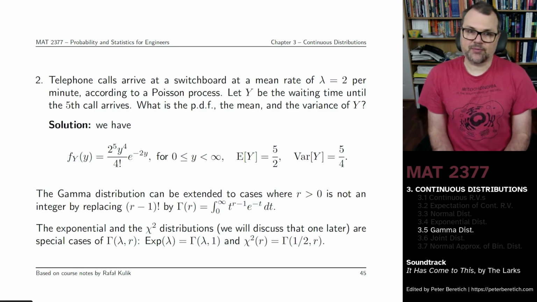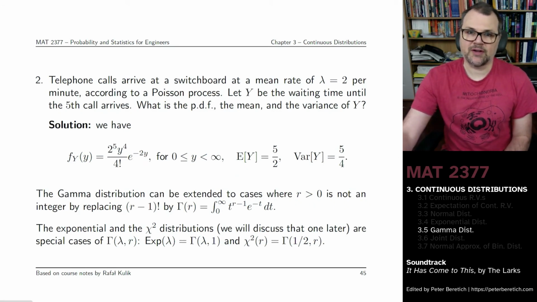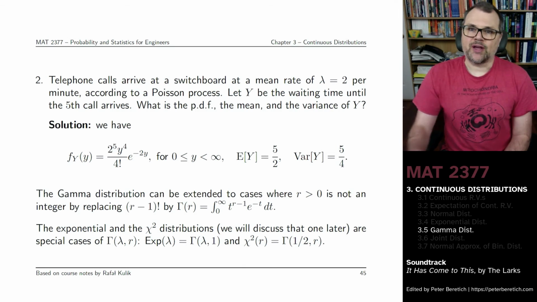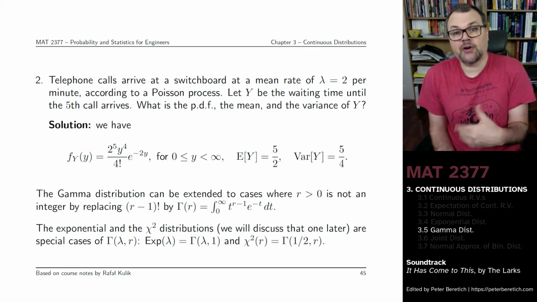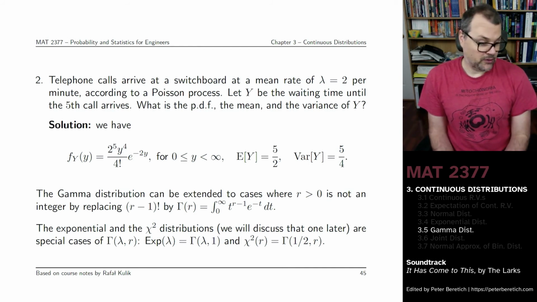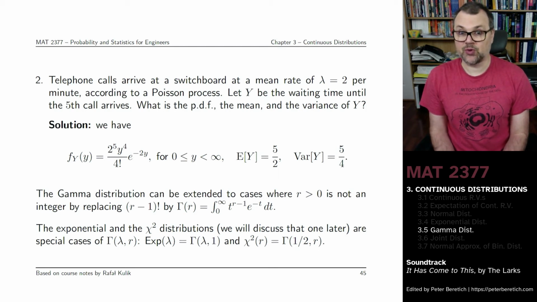Here's another example. Let's say that telephone calls arrive at a switchboard at a given rate of 2 calls per minute on average, and that these arrivals follow a Poisson process. That part's important. If it doesn't follow a Poisson process, then the probability of waiting a certain amount of time for a certain number of successes will not follow a gamma distribution. You can't really do anything with that.